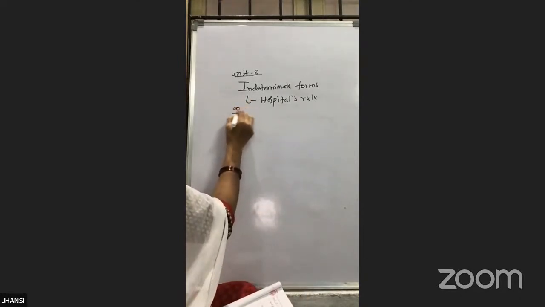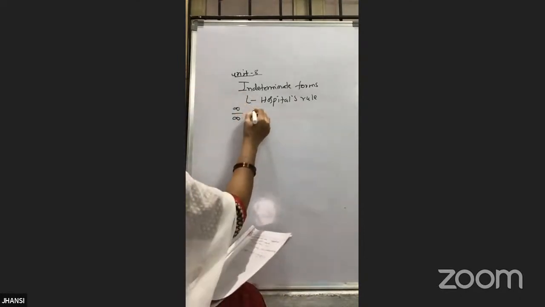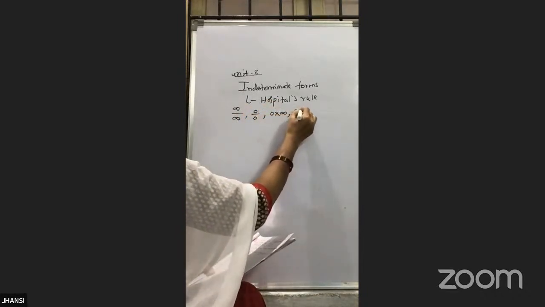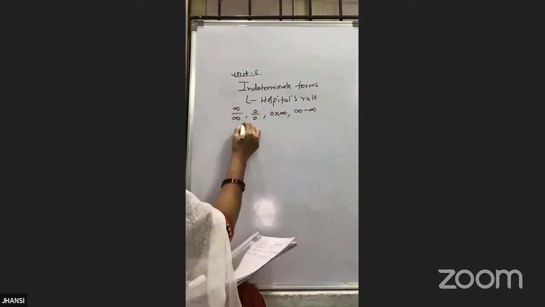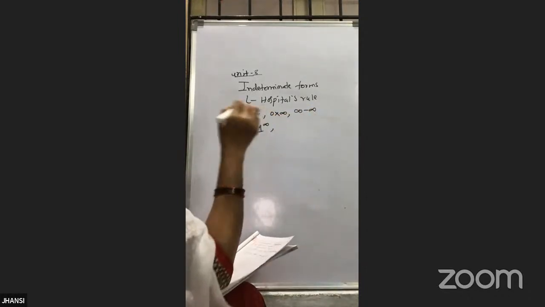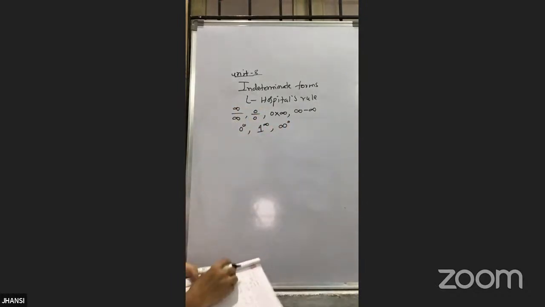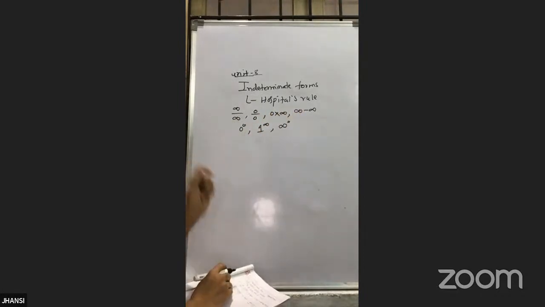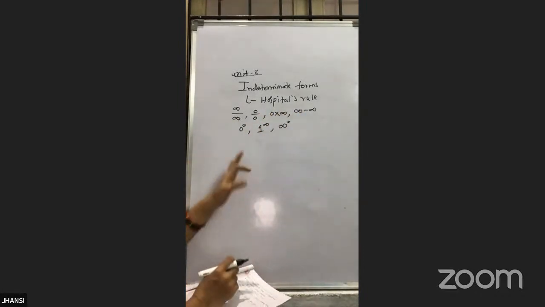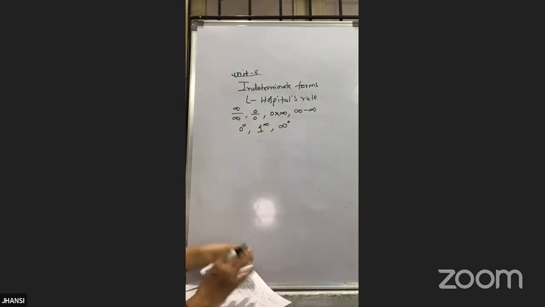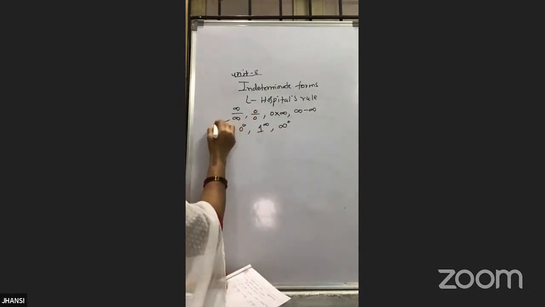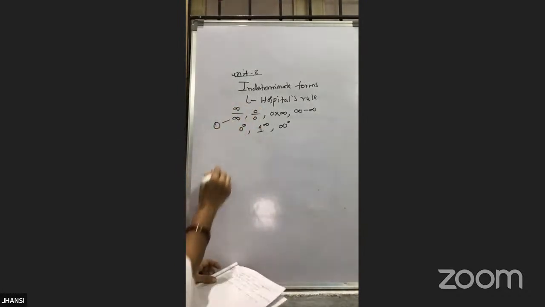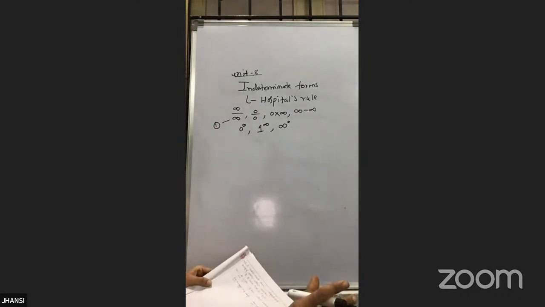The indeterminate forms are infinity by infinity, 0 by 0, 0 into infinity, infinity minus infinity, 0 to the power of 0, 1 to the power of infinity, and infinity to the power of 0. That is 7 forms. If you remember these 7, you will get one compulsory objective question, a multiple choice question. That is about 1 mark, and for about 5 marks a simple problem will be given.